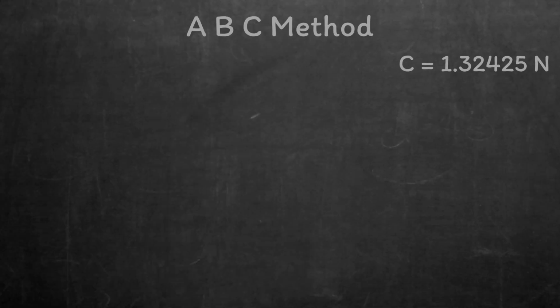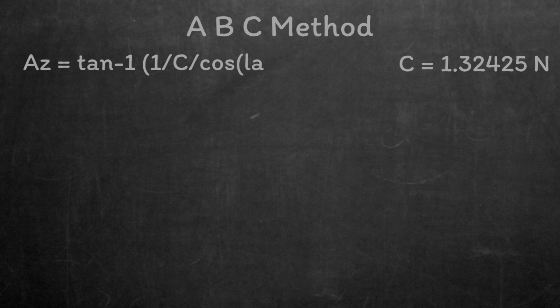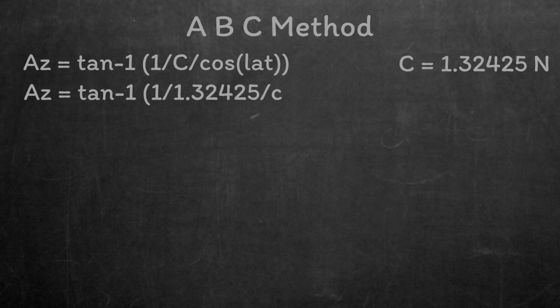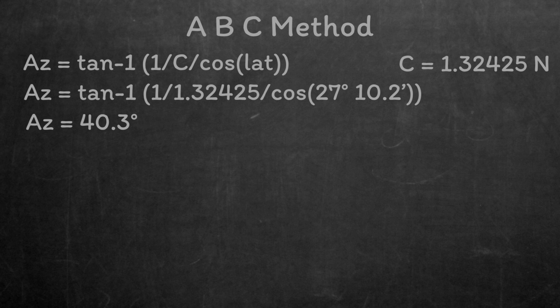Finally, we can use C to find the azimuth. Again, you could use the C table in Norrie's. Azimuth equals the inverse tan of 1 divided by C divided by cos lat. Make sure you just put it through the calculator as it is, all at once, to maintain the accuracy. So I'm going to type 1 divided by 1.32425 divided by cos of 27 degrees 10.2 minutes. And then I'm going to inverse tan the result, and I get 40.3 degrees.